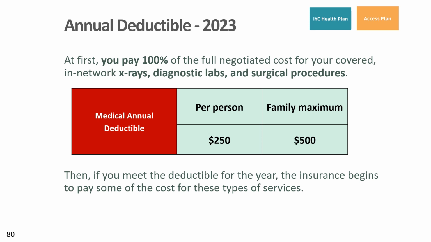Beyond office visit copays, you also have an annual deductible for which you're responsible each year. The deductible is $250 per person, and this is your share of your first X-ray, diagnostic labs, or surgical expenses each year. For example, if you needed an X-ray on your arm because your doctor was worried it was broken, the X-ray itself may cost $1,000. You would be responsible for $250 of that if you hadn't yet met your deductible for the year.